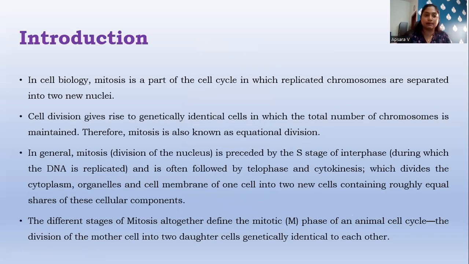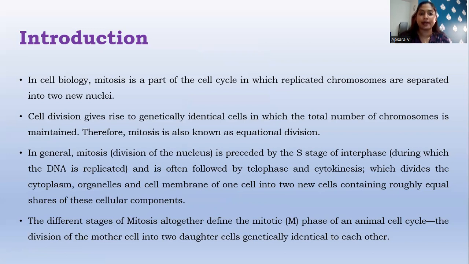Introduction. In cell biology, mitosis is a part of the cell cycle in which replicated chromosomes are separated into two nuclei. Cell division gives rise to genetically identical cells in which the total number of chromosomes is maintained. Therefore, mitosis is also known as equational division.